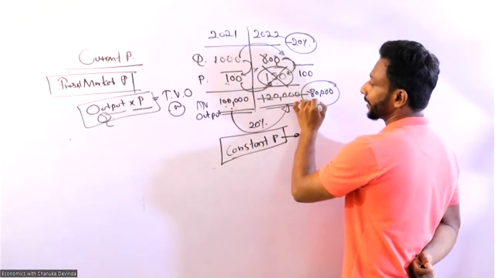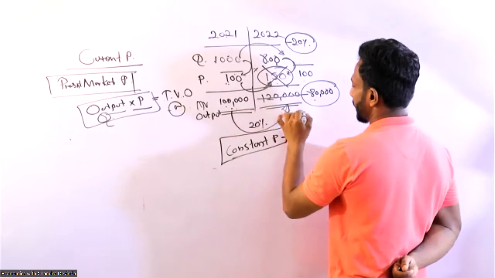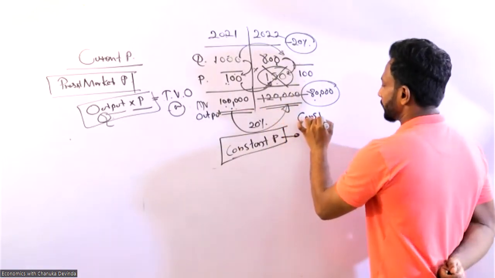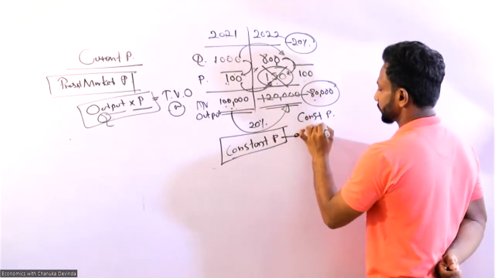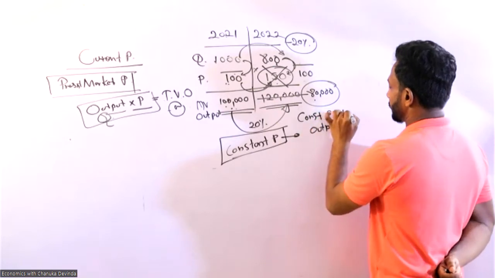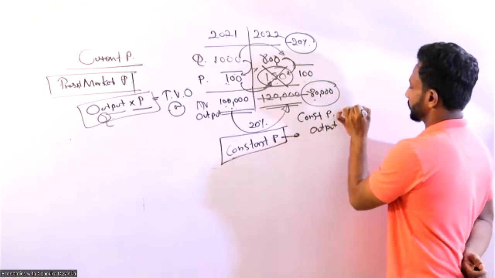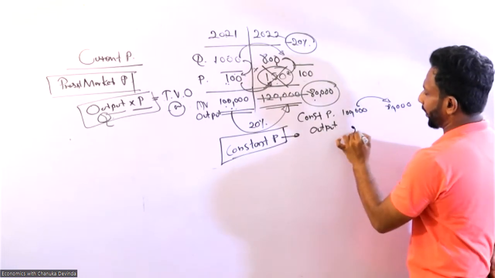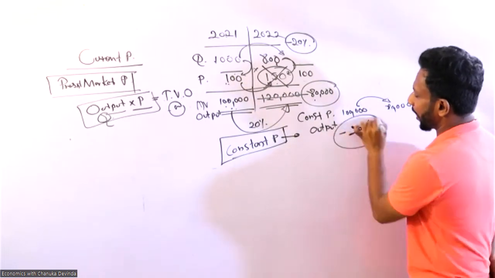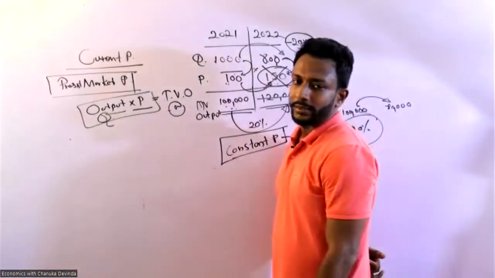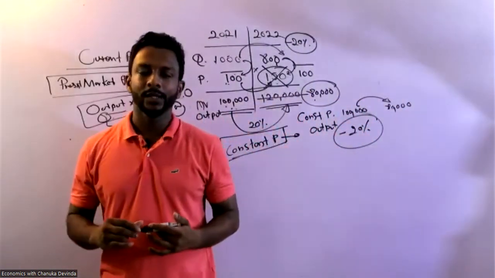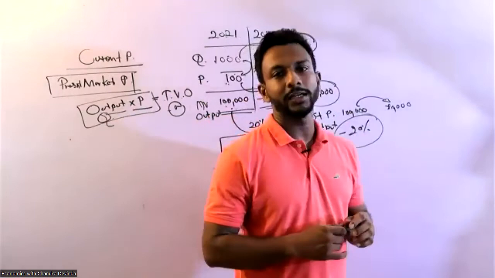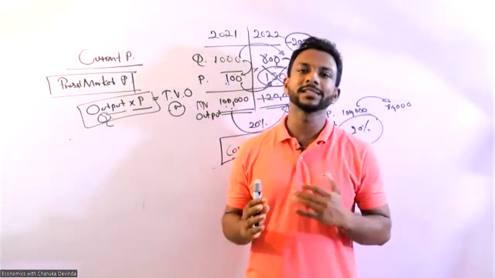Now we can see the same impact on the output when we calculate the constant price of output. 100,000 and here 80,000. That means constant price of output. 100,000 has been transferred to 80,000. So that means a 20% decrease in output value. So that's the difference between market price or current price and constant price.